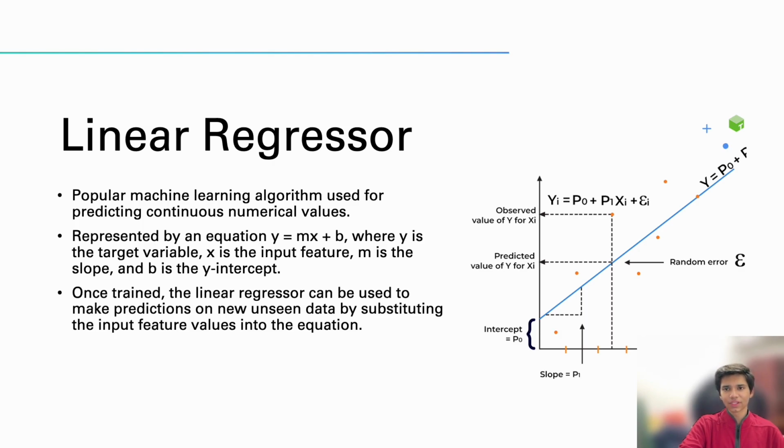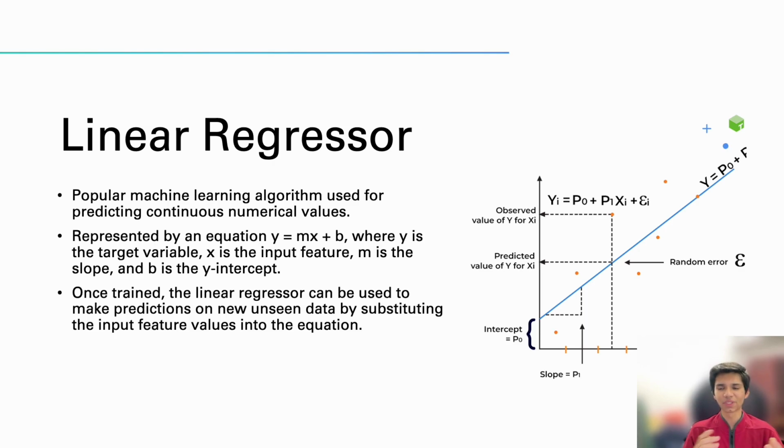A linear regressor is a popular machine learning algorithm used for predicting continuous numerical values. What this algorithm does is that it assumes a linear relationship between input features, the independent variables, and the targeted output variable, which in our case is price, the dependent variable. The algorithm aims to find the line of best fit within this data, and it does that by minimizing the difference between the predicted values and the actual values of the training data itself.